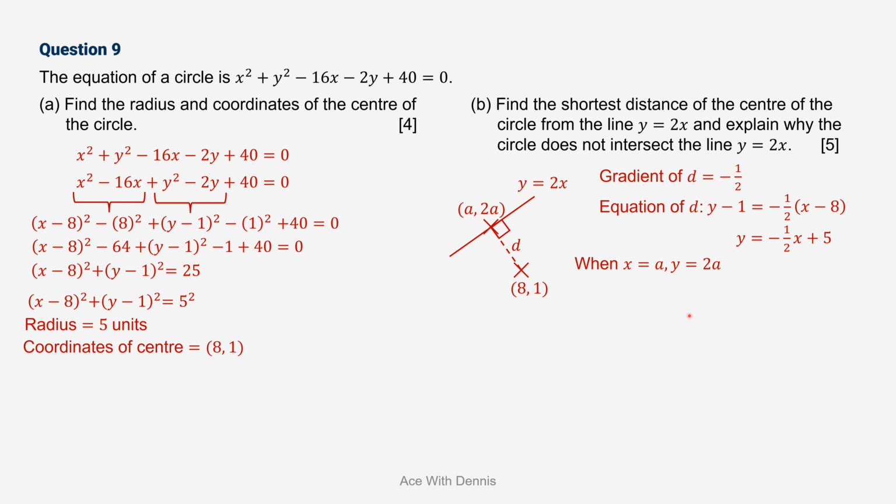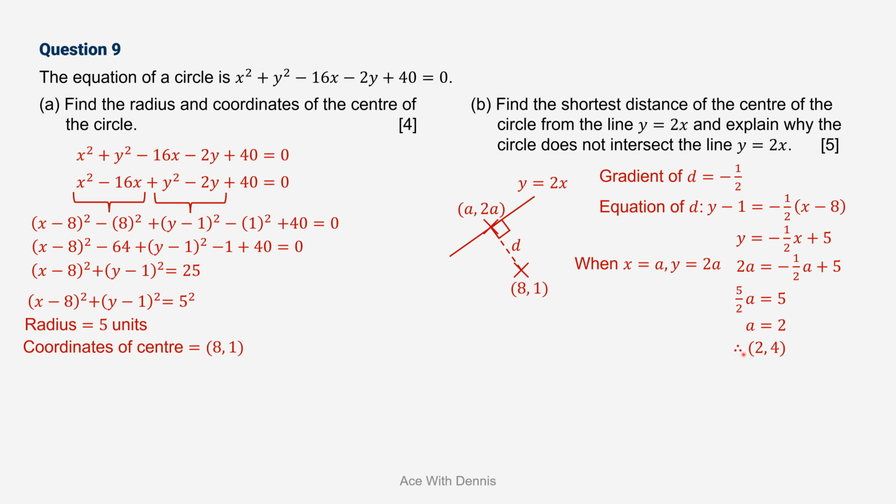And from here, when x is a, y is 2a, then we can find the coordinates of this point, or the value of a. Substitute inside this equation, we have 2a equals negative half a plus 5. So 5 over 2 a equals 5, so a will be 2. In other words, the coordinates of this point will be (2, 4).